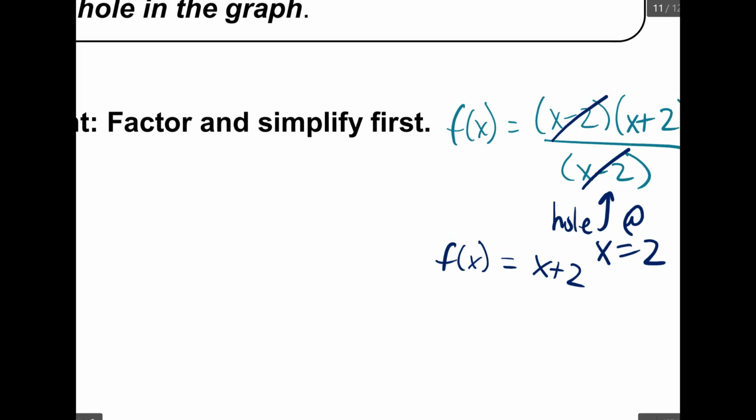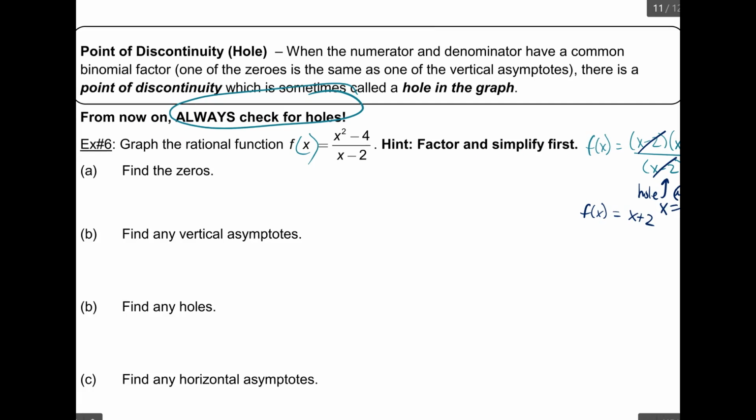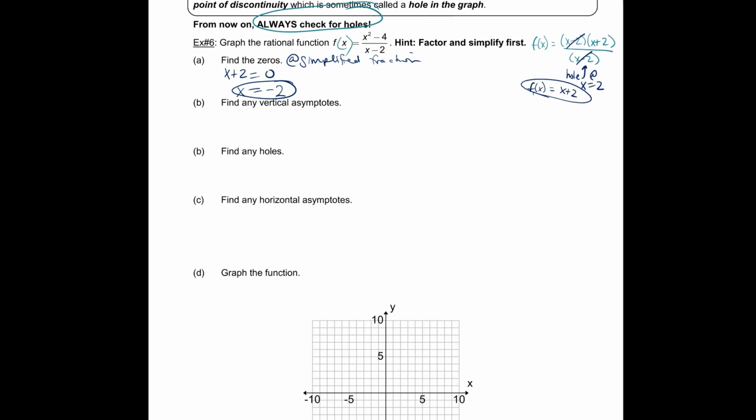All right, so let's find the zeros, set the numerator equal to 0. What we're going to be doing is looking at our simplified fraction, aka I'm looking at f of x equals x plus 2. So I set it equal to 0. x plus 2 equals 0, so in order to solve for that, minus 2 on both sides, x equals minus 2. So I'll go ahead and put a dot there at negative 2, comma, 0.